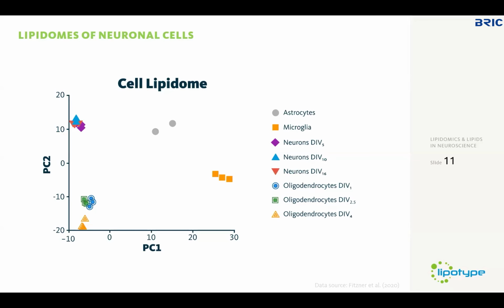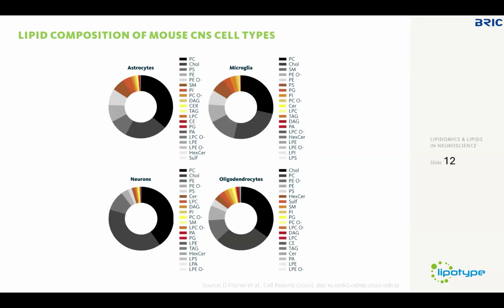So basically we see that they have distinct lipid profiles. We also see that oligodendrocytes were the most divergent cell types, and probably this is due to their role in myelin production, which, of course, comprises a unique lipid composition.